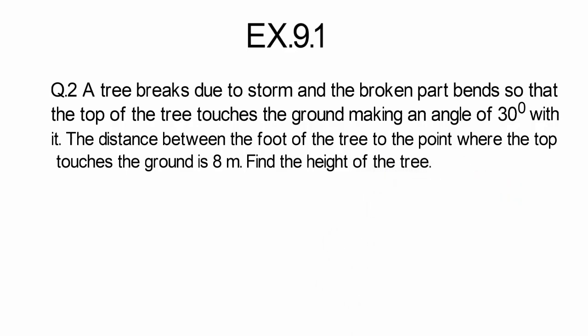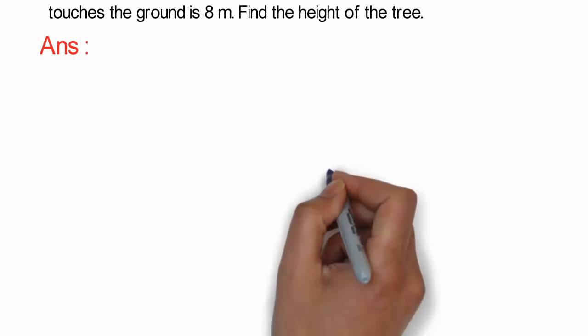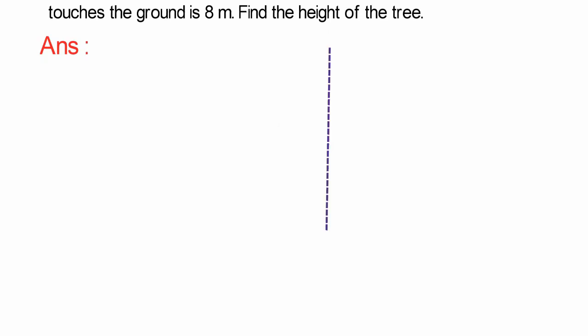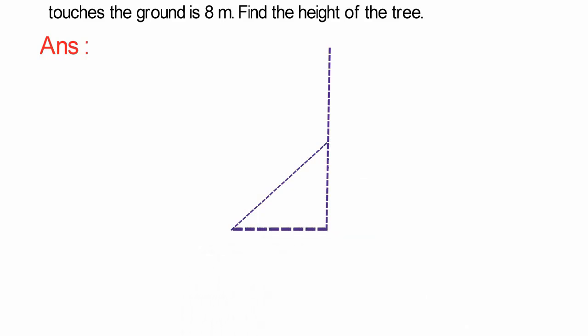So here we have to find the height of the tree. Let us do the solution. First of all, we're going to draw the figure. Let this be a tree. This is the broken part which bends. This is the distance from the base. From this point, the tree has been broken.